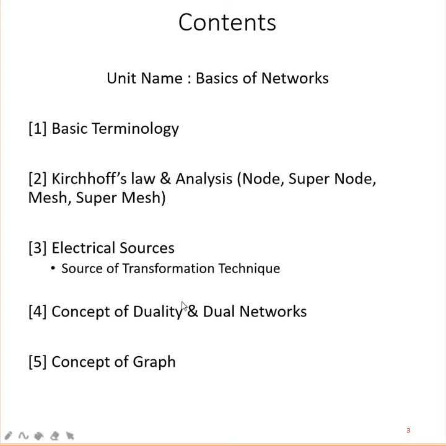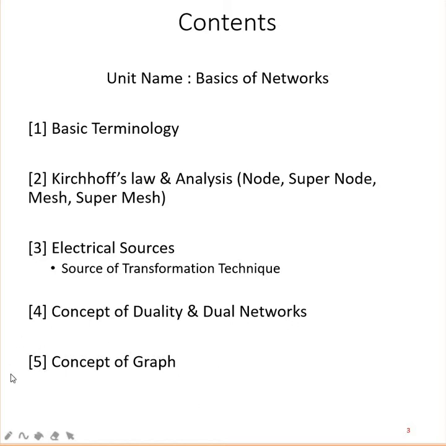Dual network. In the dual network, it consists of two things. What is that? First one, it is based on mathematical equations, which you will solve. Second one is a graphical method, used to solve the simplest ones.